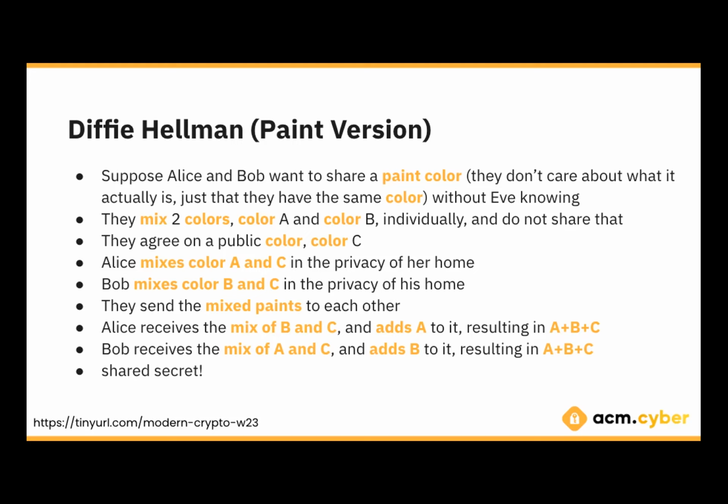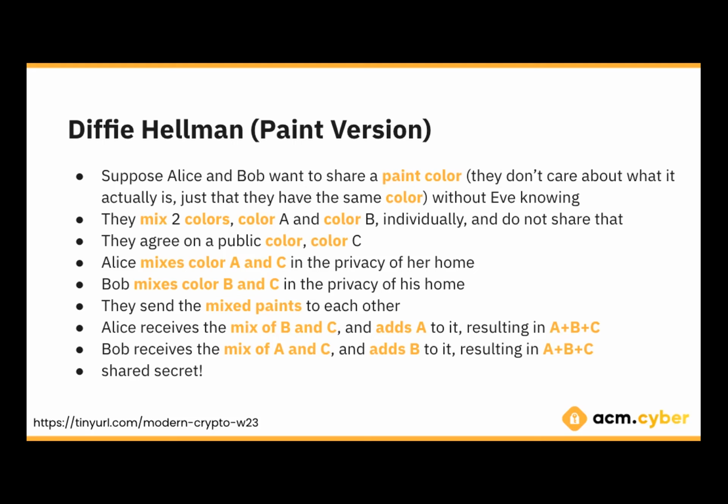What Eve knows is C, which is the public color, B and C, and A and C. And because it's really hard to split paint into its components, you can't really split B and C into B and C. Same thing with A and C. So the best that Eve can do is probably mix A and C and B and C. But that doubles the proportion of C in the color. So she's going to arrive at the incorrect color. So this is kind of like the paint version of Diffie-Hellman.